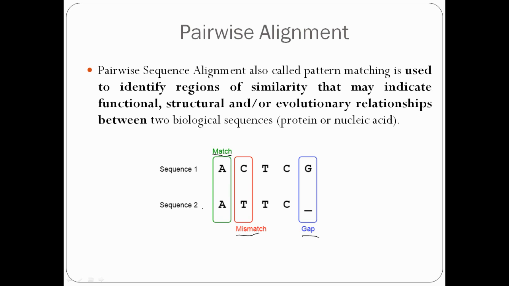If you compare two sequences, sequence 1 and sequence 2, if you find the similarities, we call that a match. And if you find dissimilarities, we call it a mismatch. And if you find a missing character, we call that a gap.